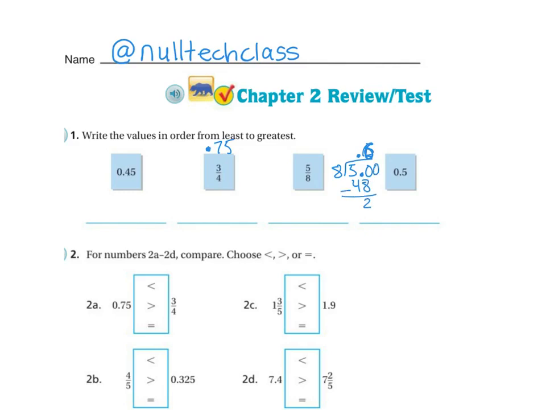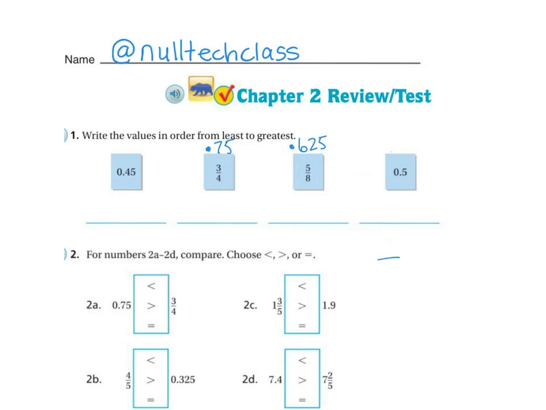So I'm going to add my 0. Bring it down. 8 goes into 20 2 times. 2 times 8 is 16. Subtract, I get 4. Add another 0 and bring it down. So 8 goes into 40 5 times, and it goes in evenly. So 5/8 is the same thing as 0.625, or 625 thousandths. Let's erase this.